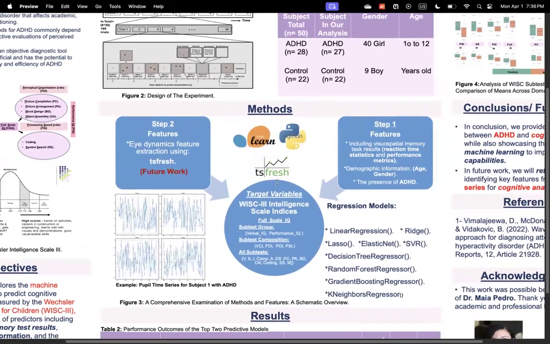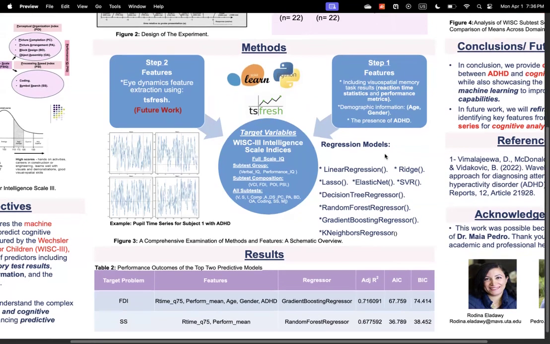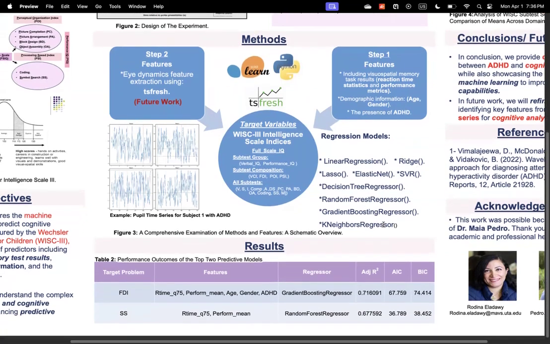Now, after we have the whole experiment, what are the methods that we use? We use the features coming from this experiment, like the reaction time statistics, the performance metric, age and gender, and the ADHD status, to try to predict the target variables. The models that we are using are several regression models.